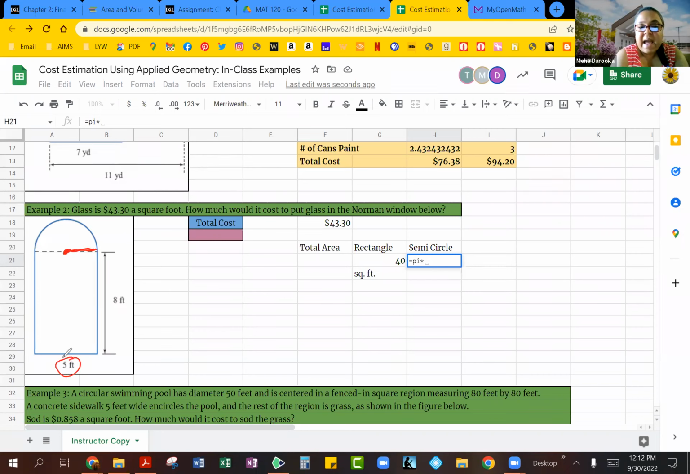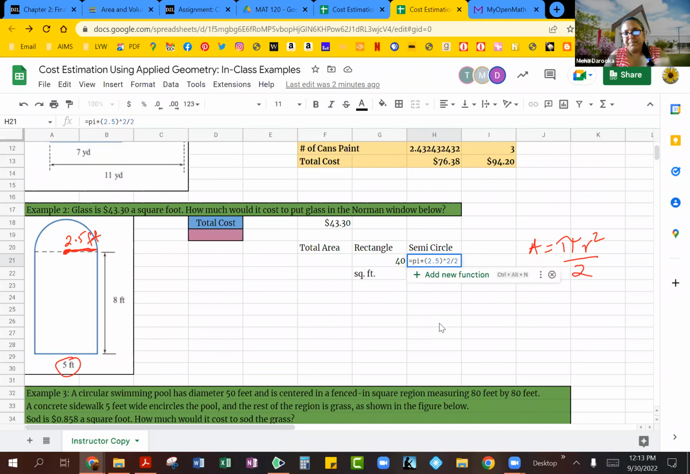So that's going to be half of 5, which will come out to be a radius of 2.5 feet. So remember, your area of a circle is pi r squared, but then since this is a semicircle, you're going to be dividing it by 2. So this will come out to be pi times, in parentheses, 2.5 raised to the second power. Terry, I see your answer. Very nice. And then we're going to divide this by 2.